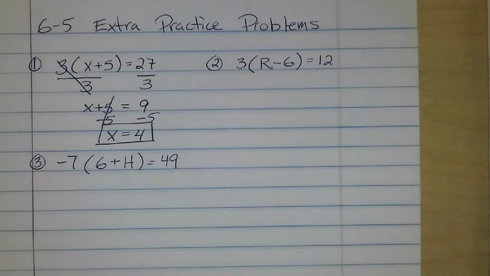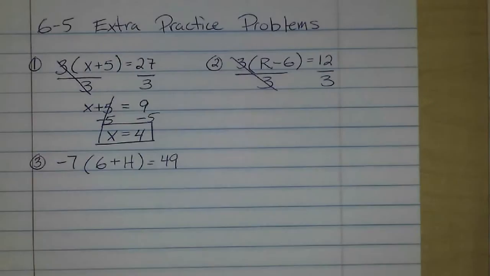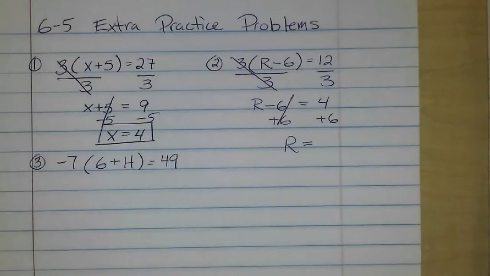On to problem 2. This time the factor outside of the parentheses is 3. We get rid of it by dividing by 3 on both sides. On the left the 3's cancel, leaving r minus 6. On the right, 12 divided by 3 equals 4. Now to get rid of that minus 6, the opposite is plus 6, so we're going to add 6 to both sides. On the left the 6's cancel, and on the right 4 plus 6 is 10.